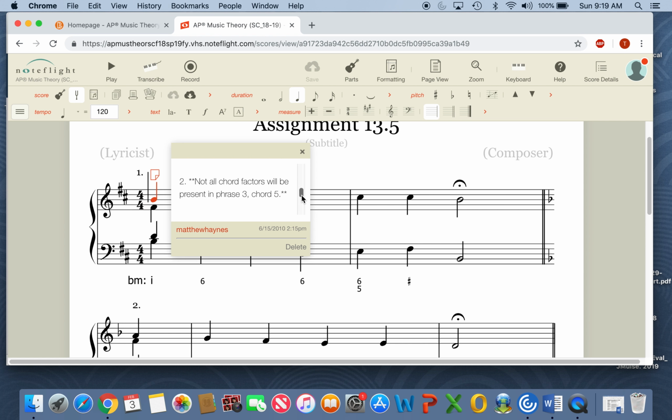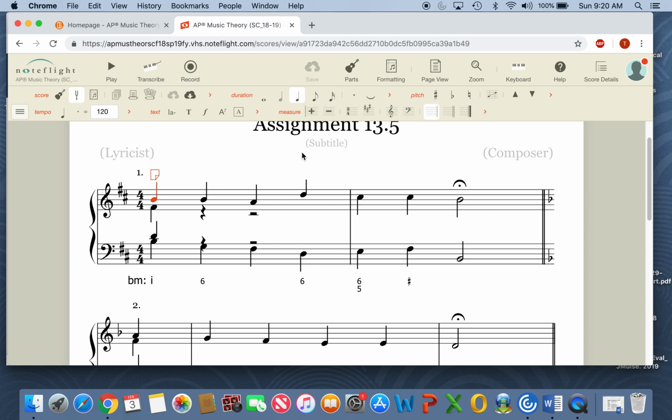Not all chord factors will be present in phrase 3, chord 5. That's the one with the double asterisk. I'll show you that too. Follow correct voice leading. Replace all figured bass. I'm going to show you how to do that too. So let's start with, let's go down to that one, the double asterisk.